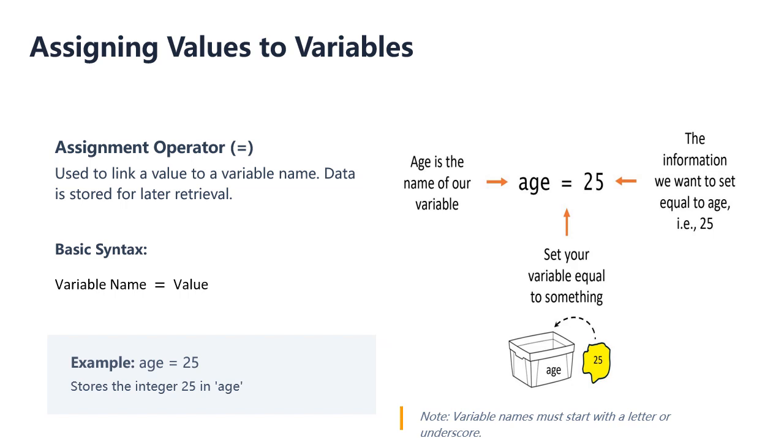Take this example, age equals 25. In this case, the integer 25 is stored inside the variable named age. Later in your code, when you use the word age, Python will retrieve that stored value for you.